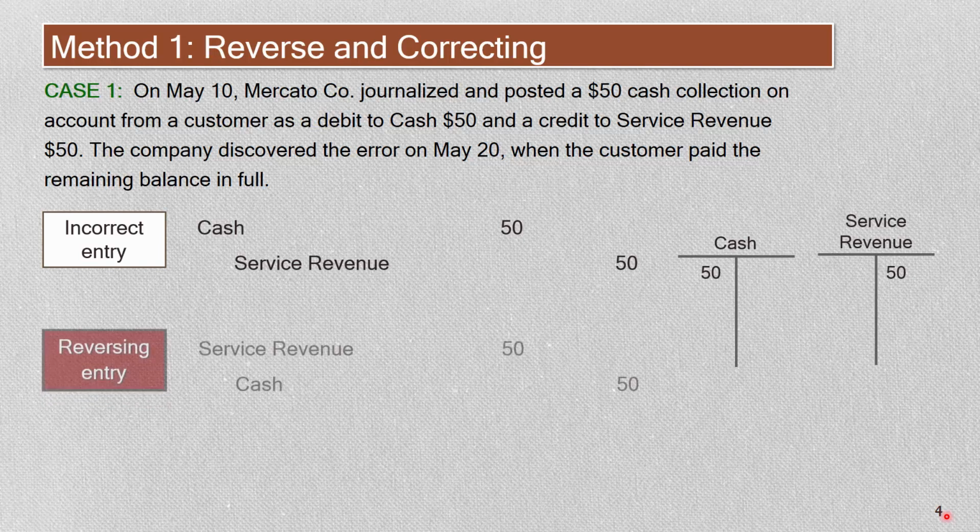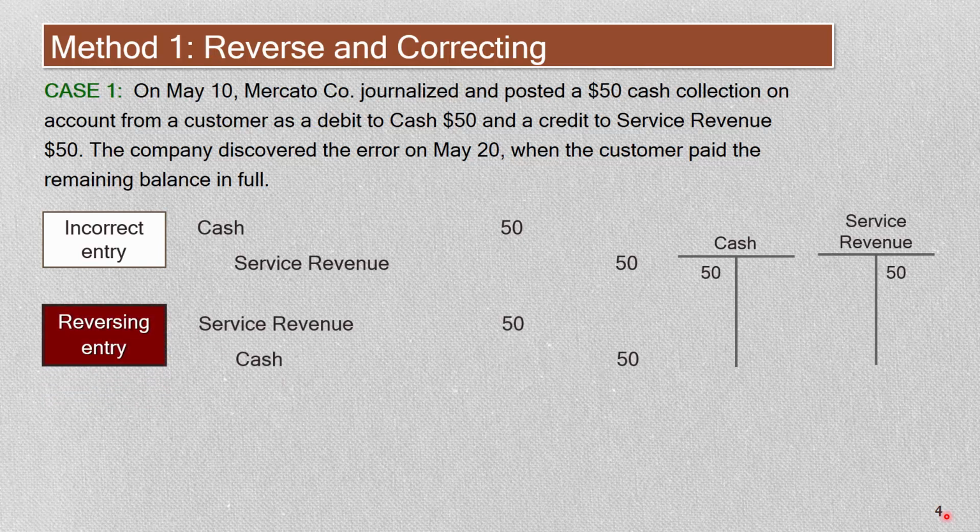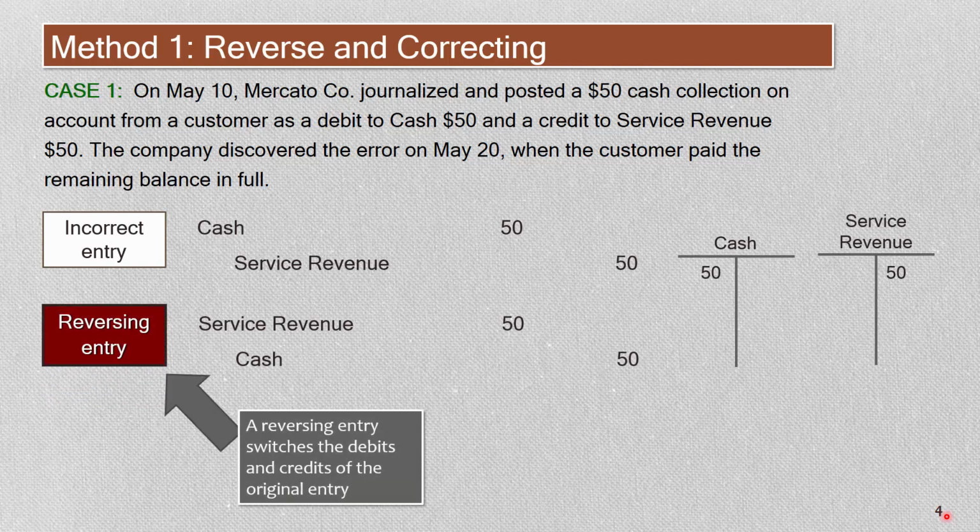So to correct that, we need to first do a reversing entry. A reversing entry is simply when you switch the debit and credit accounts of the original entry, because once you do the reversing entry, those two entries effectively cancel each other out.